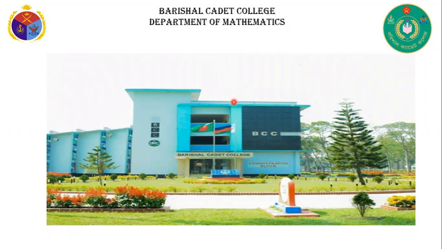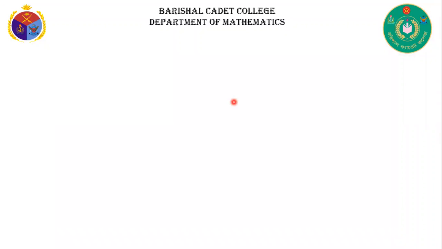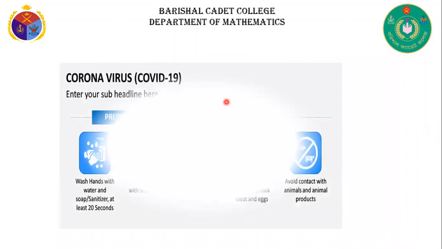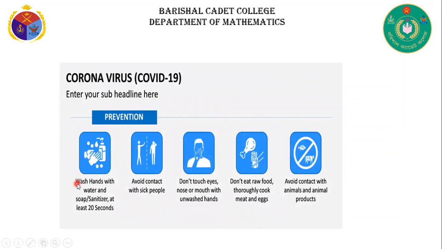Dear cadets, you have to follow the preventive tips for your safety. Firstly, wash hands with water and soap or sanitizer for at least 20 seconds. Avoid contact with sick people. Don't touch eyes, nose or mouth with unwashed hands. Don't eat raw food, thoroughly cook meat and eggs. Avoid contact with animals and animal products.